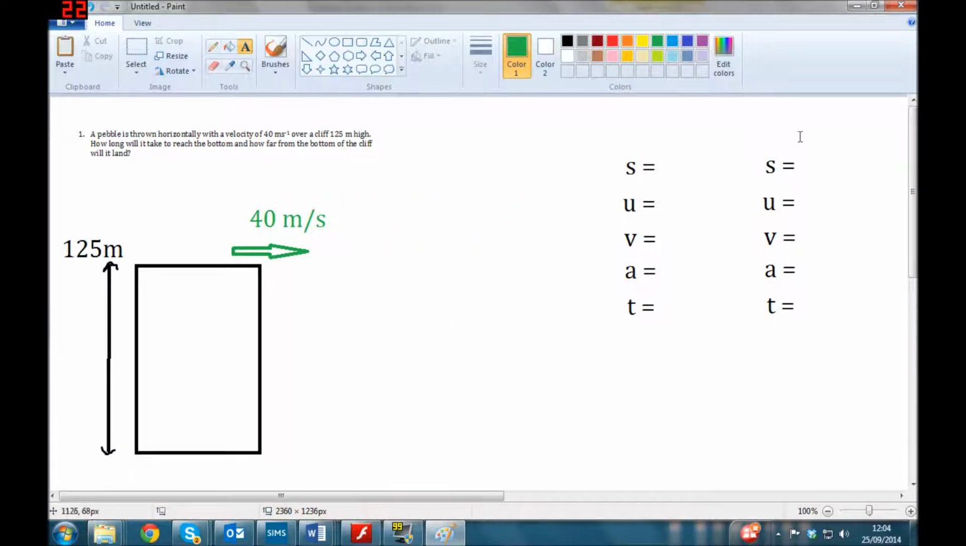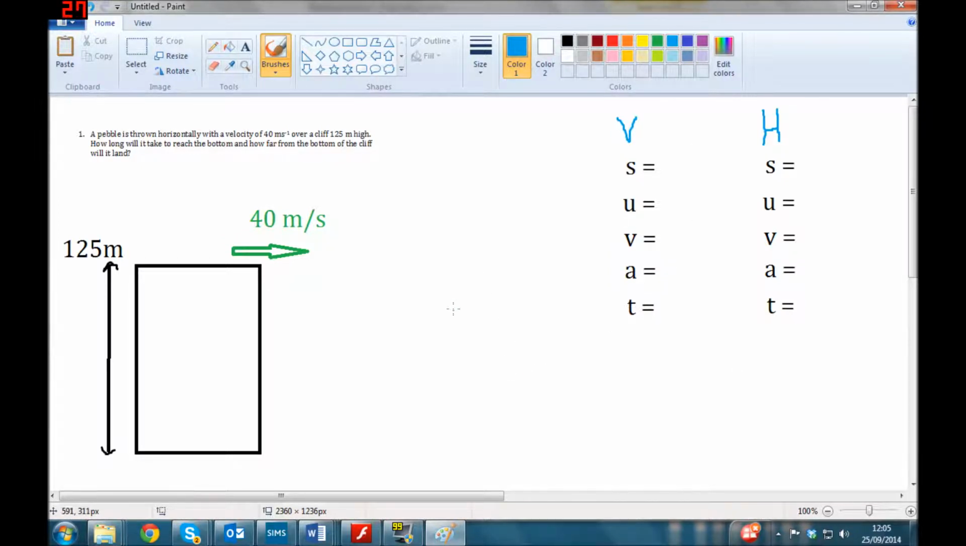Now you can see over here on the right, I've already written out suvat twice. Why have I done it twice? Well, one is for vertical, V, and one is for horizontal, H. So let's stick that there. This is always the first thing you should do. Draw a diagram, write out suvat for vertical and horizontal. You might not use both, but we might do. So let's have a look.